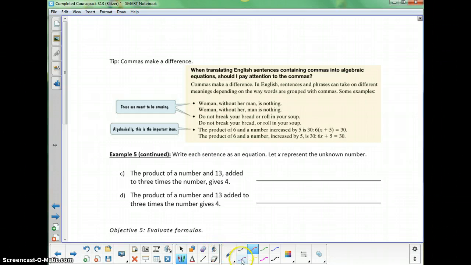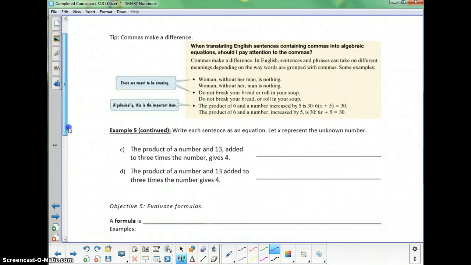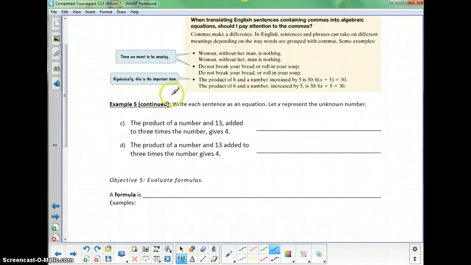The next page is a tip about some commas. When I have commas in my mathematical sentence, the same as if I have commas in my English sentence, they do make a difference. "Do not break your bread or roll in your soup," or "Do not break your bread, or roll in your soup," mean two different things, depending on whether or not there's a comma there. So let's look at what this difference would mean in the algebra sense.